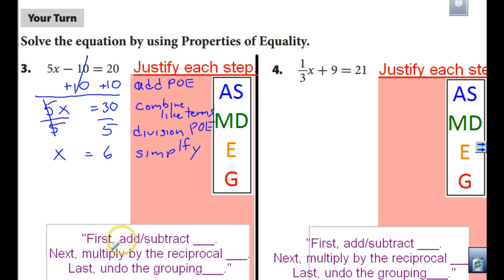And if need be, first you add. We added 10 to both sides. You would write out the sentence as well. Next, multiply by reciprocal, 1/5. Dividing by 5, same as multiplying by a fifth. Same exact thing. So that's what's expected. Subtract 9 on both sides.